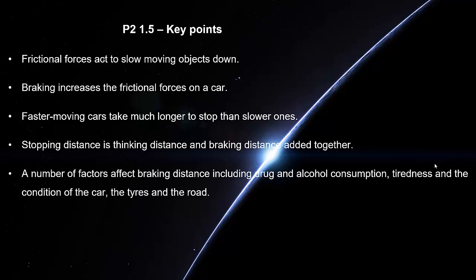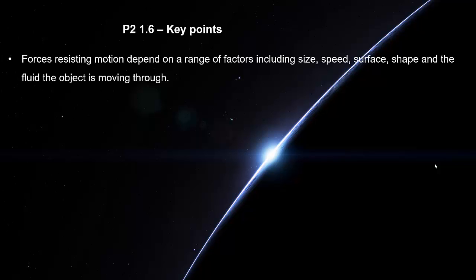A number of factors affect braking distance, including drug and alcohol consumption, tiredness and the condition of the car, the tires and the road. Forces resisting motion depend on a range of factors including size, speed, surface, shape, and the fluid the object is moving through.